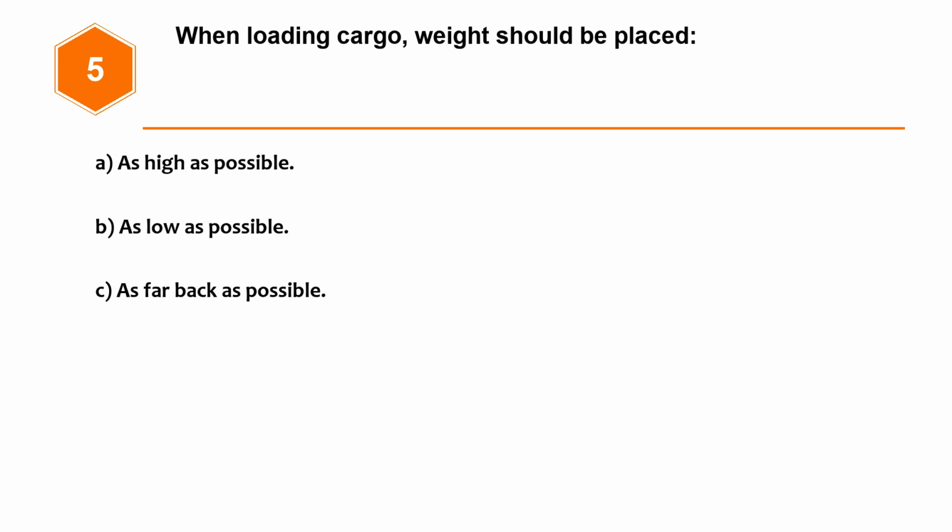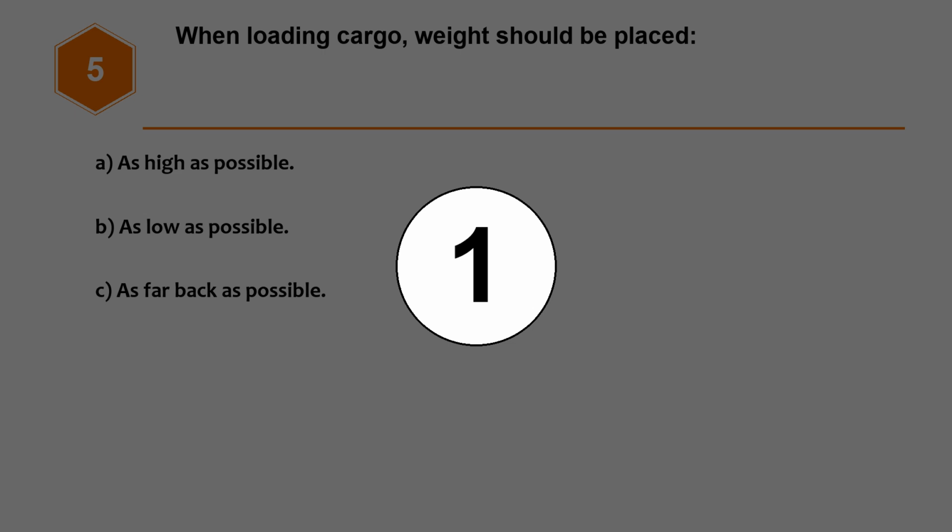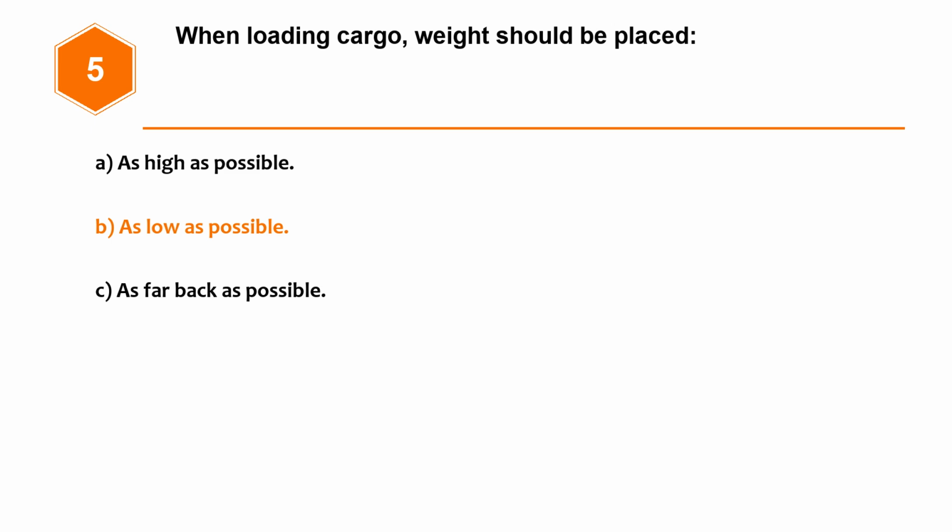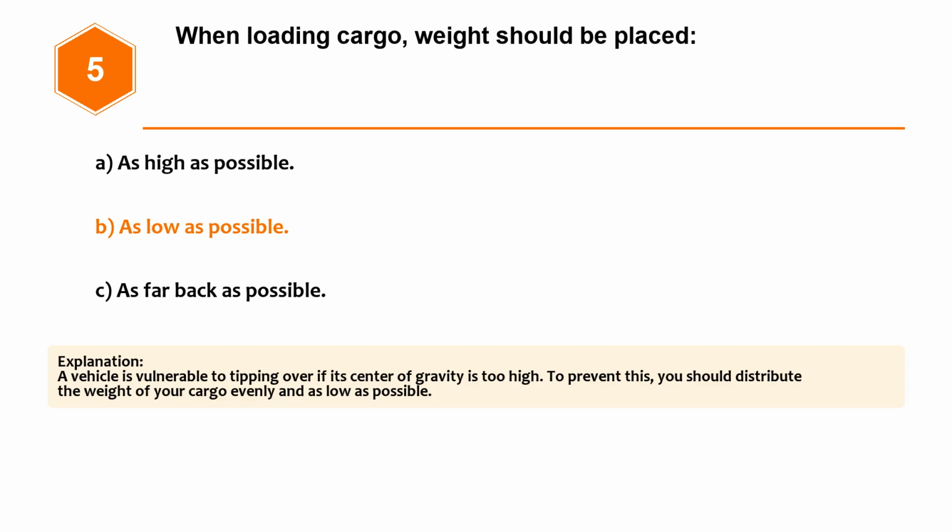Question 5. When loading cargo, weight should be placed. Option A. As high as possible. Option B. As low as possible. Option C. As far back as possible. The correct answer is option B. As low as possible. Explanation. A vehicle is vulnerable to tipping over if its center of gravity is too high. To prevent this, you should distribute the weight of your cargo evenly and as low as possible.